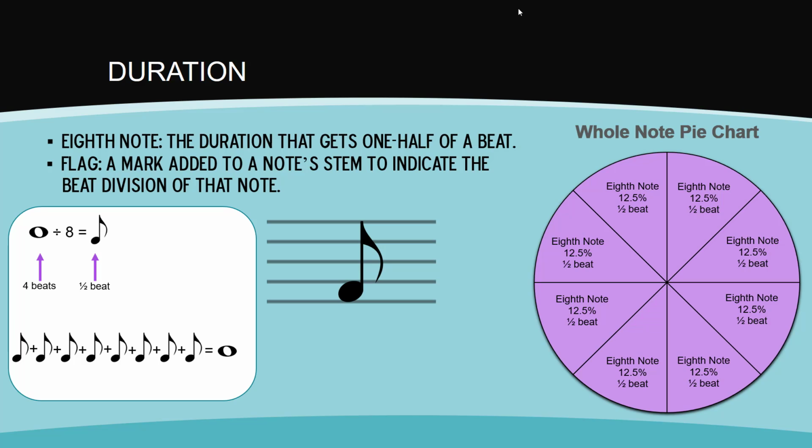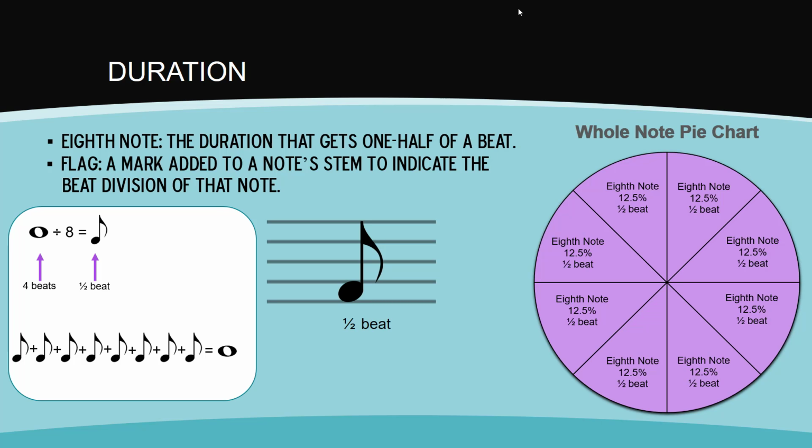Because of the use and definition of the flag, from this point on, we will relate each smaller duration to both the whole note pie chart and the amount or fraction of a single beat that it gets. A pitch that has a duration of 1/8 note would sound like this.